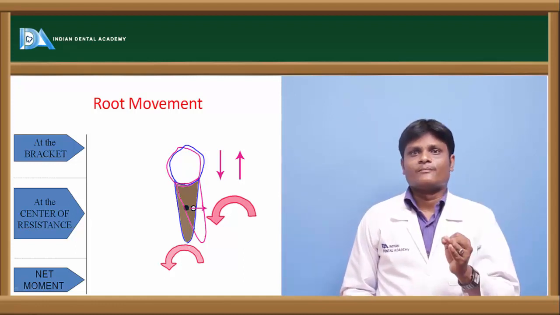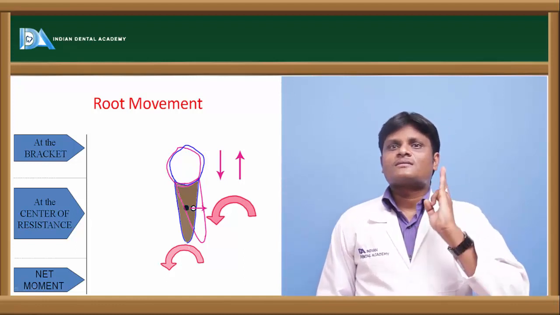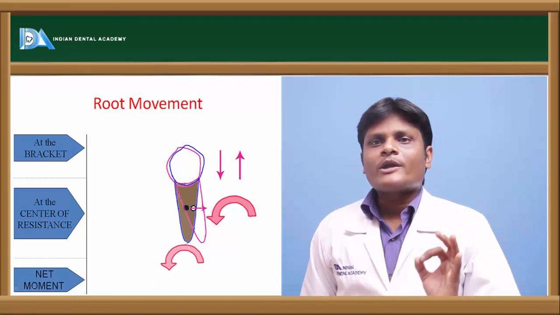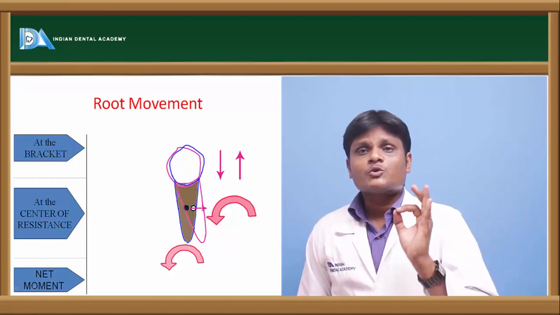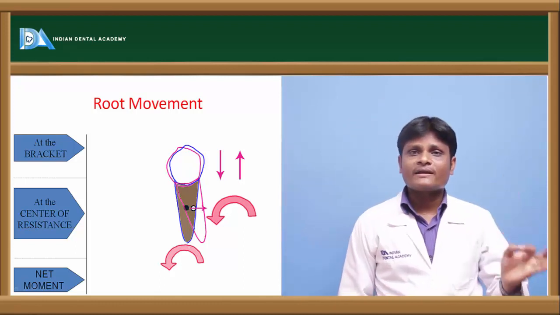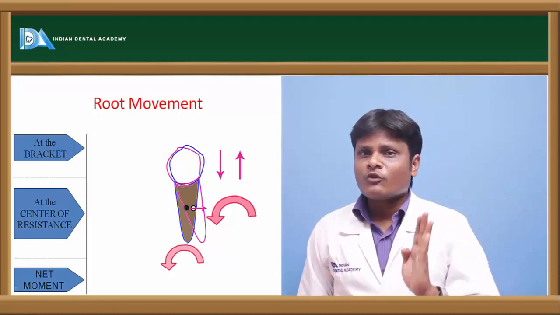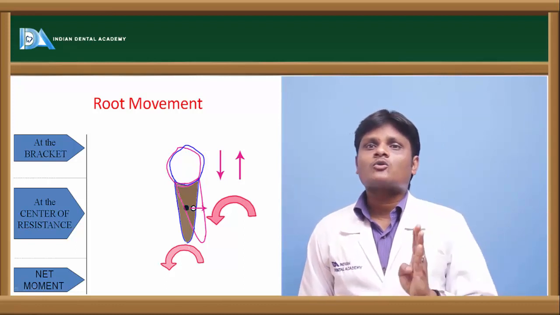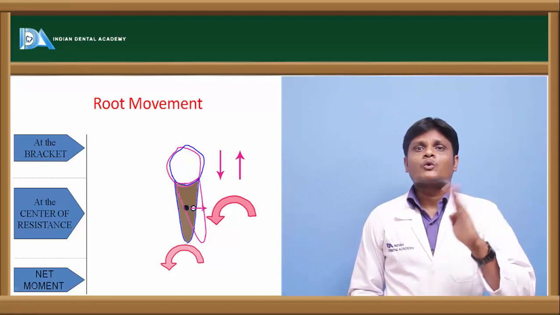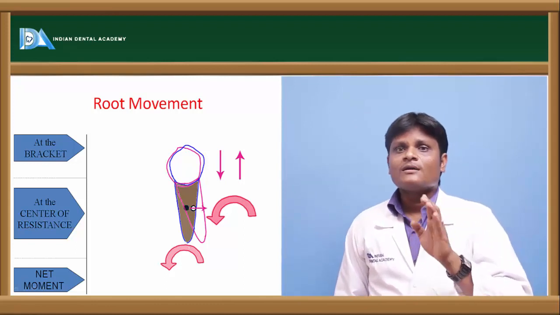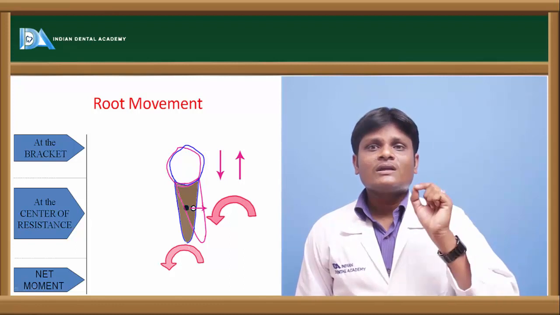root apex stable. And the third type of movement is translation or bodily movement, where each and every point on the tooth will be moving at the same rate and the same distance in a given duration of time. And the fourth type of movement is torque movement, where only the root will be moving in the direction of applied force or moment, whereas the crown will be relatively stable.